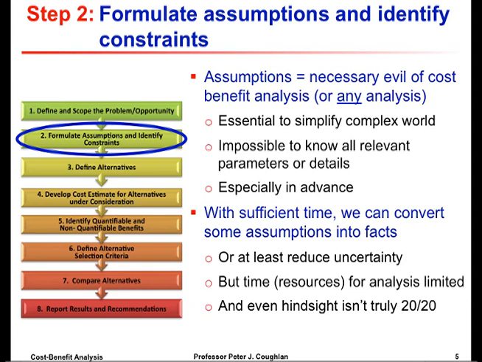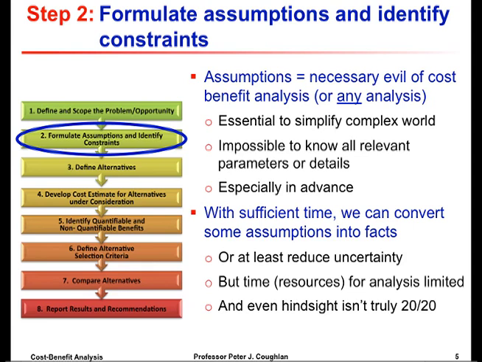Besides using assumptions to simplify a complex world, another point is that even if you wanted to capture all the complexity that's there, you can't. It's impossible to know all the detail. You'll never know all the relevant parameters. You're never going to know precisely what the cost per mile will be. You can't predict the future perfectly. So you're going to have to estimate things. You're going to have to make assumptions. And they have to be informed, intelligent assumptions, not pulled out of the air.